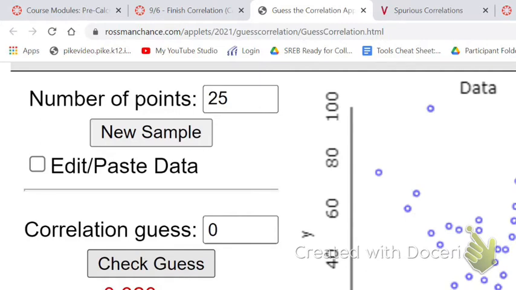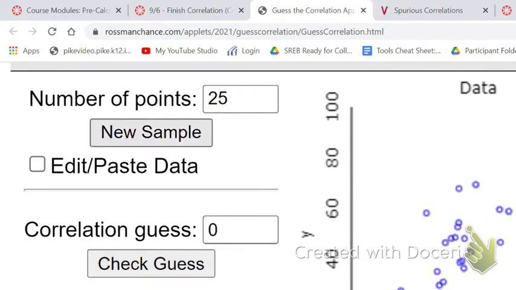Negative 0.32. Let's try another one together as a group. I would encourage you guys to get in and click on this and just practice a couple on your own. Because again, having a visual understanding of, okay, this is about what a 0.8 looks like. This is about what a 0.3 looks like. Will be very helpful. Try this guy.